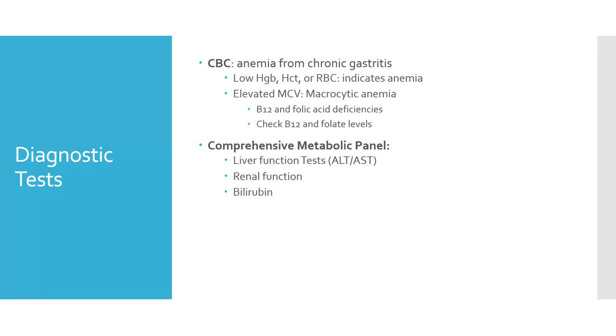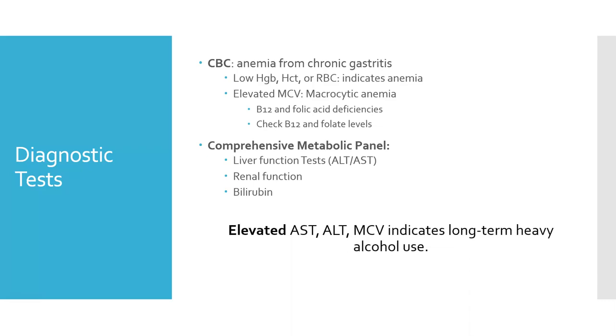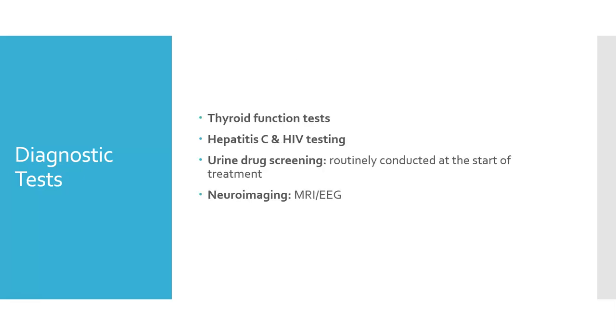You also want to check a comprehensive metabolic panel like their liver functions. Remember, ALT and AST are elevated with chronic alcohol use. You want to check their renal function and bilirubin. Again, AST, ALT, and MCV indicate long-term heavy alcohol use. Thyroid function test, Hep C and HIV testing, urine drug screening. So you would do that at the very beginning and routinely during treatment.